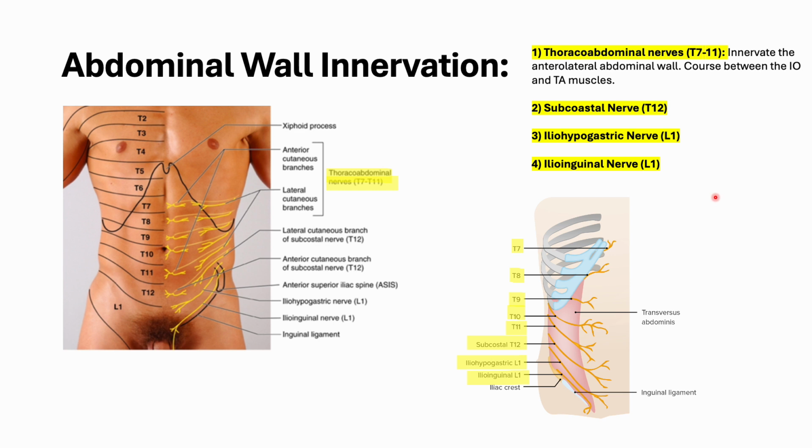And so they innervate most of the anterolateral abdominal wall, and they course between the internal oblique and transverse abdominis muscles. Then you have the subcostal nerve, which is T12, located right here. This is only the cutaneous branch, but it's located right there. And when we talk about L1, we're talking about both the iliohypogastric nerve as well as the ilioinguinal nerve. That's what's going on right here and right here. Also, this is not the last that you will see of these nerves, so just keep that in mind.